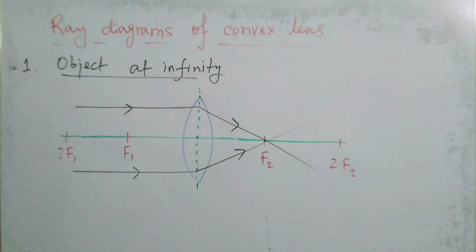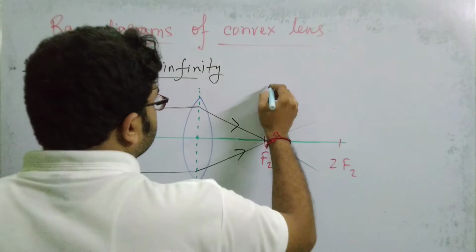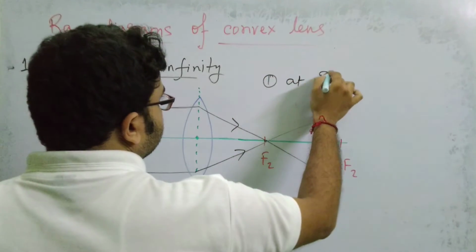Okay, so here the image is formed. When the object is at infinity, what happens? The image formed is at F2. So first of all, what is the position of the image? The position of the image is at F2.